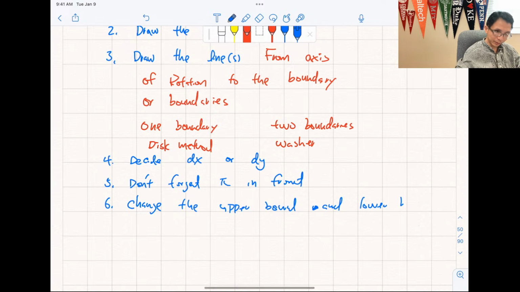Accordingly. How to spell accordingly? A-C-C-O-R-D-I-N-G-L-Y. Okay, accordingly. So sometimes it could be x bound or y bound. So you have to be careful what kind of boundary that is.